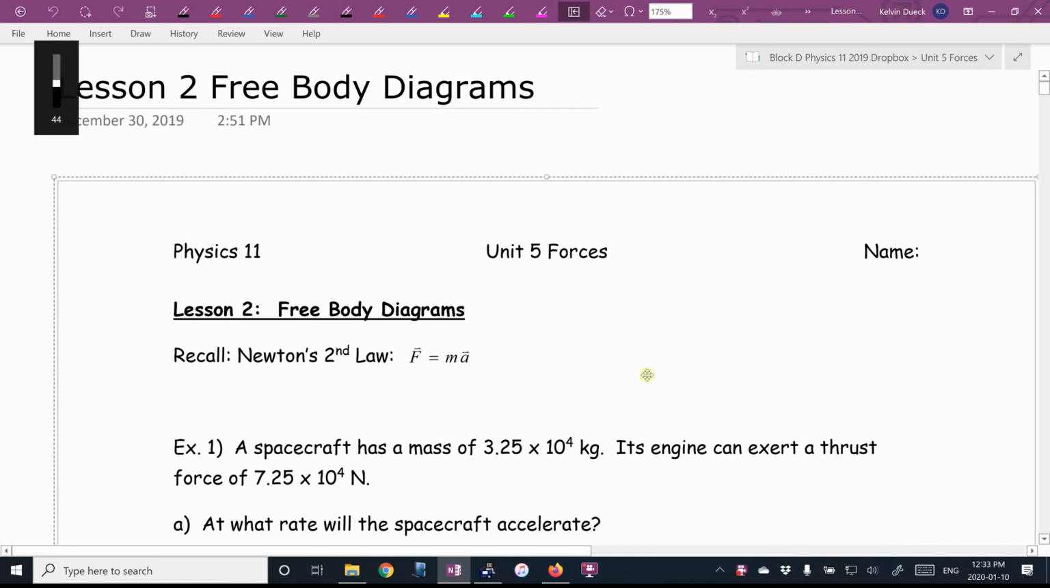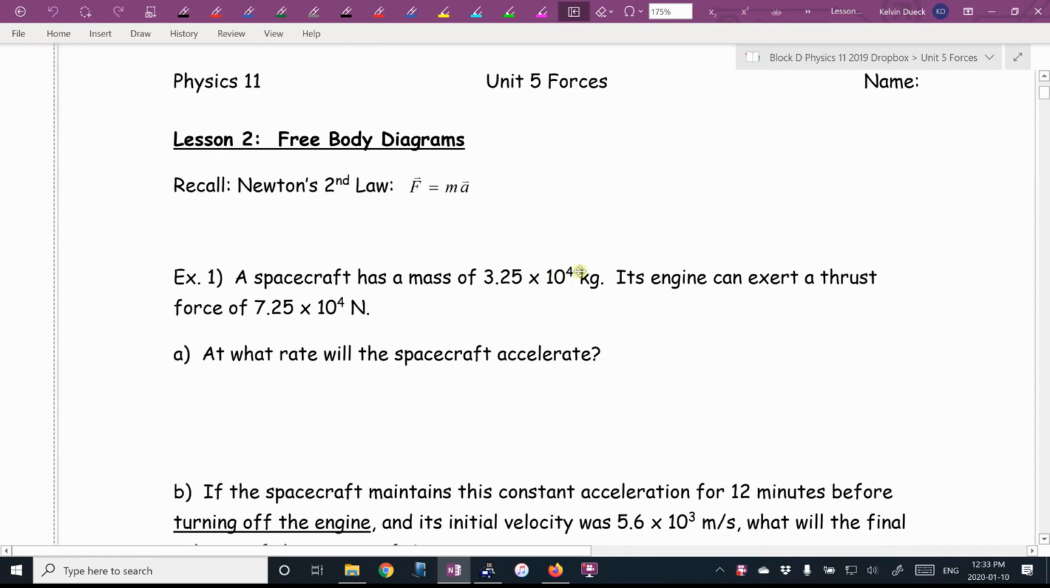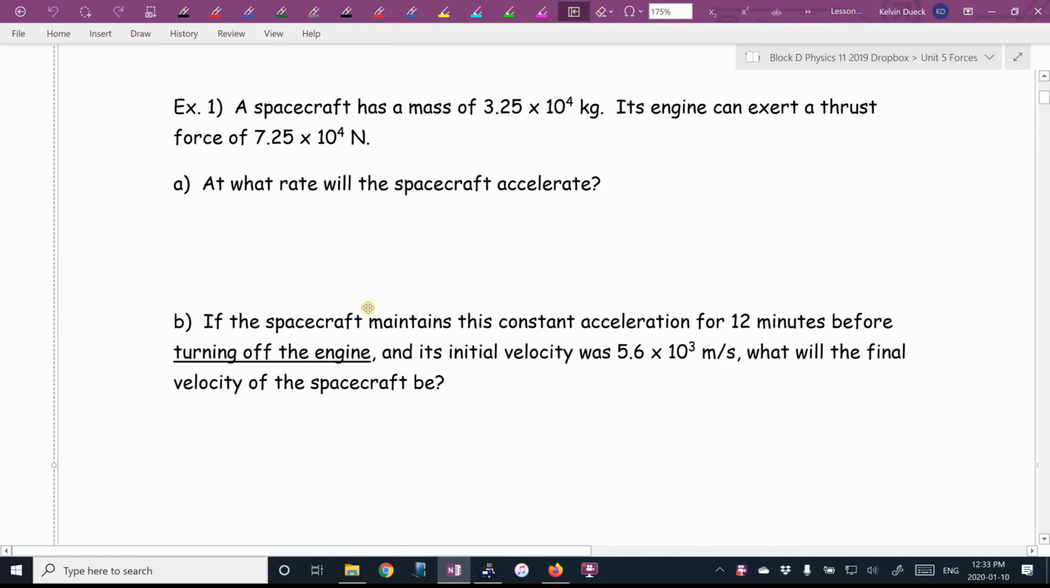Here we go. A spacecraft has a mass of 3.25 times 10 to the fourth kilograms. Its engine can exert a thrust force of 7.25 times 10 to the fourth newtons. At what rate will the spacecraft accelerate? Ooh. Josh, what's this question asking me to find in part A?